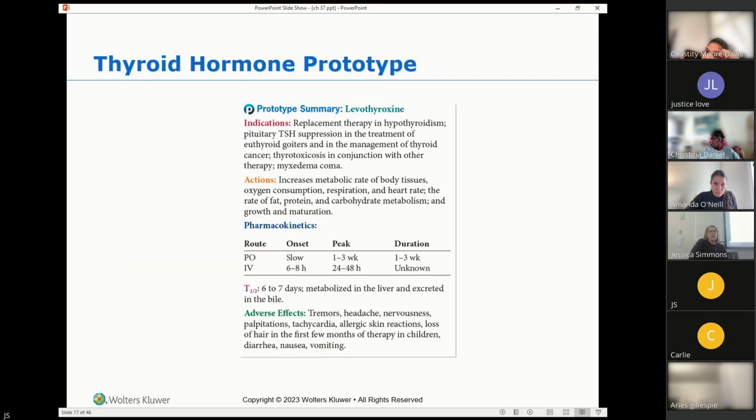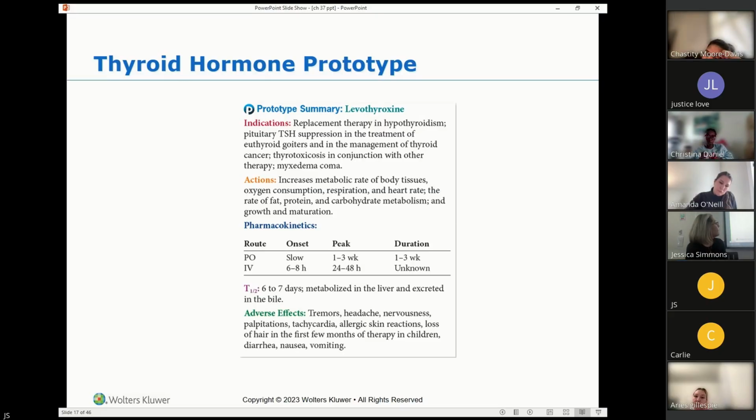So this is taking a closer look at levothyroxine, which is Synthroid. The indication is replacement therapy in hypothyroidism, pituitary TSH suppression in the treatment of euthyroid goiters. Goiter is that big enlargement of the thyroid gland. And also this could be hyperplasia. It's not always malignant. It could be benign or malignant. One of my friends had her thyroid removed, hers was benign, but it can be malignant.